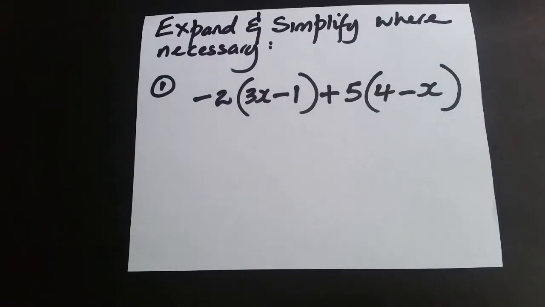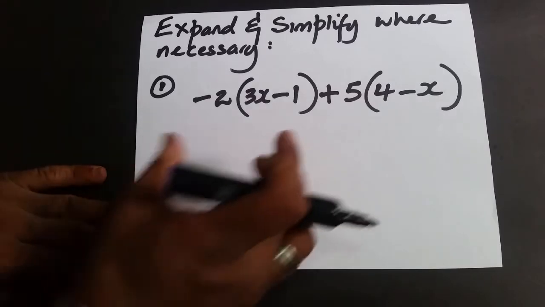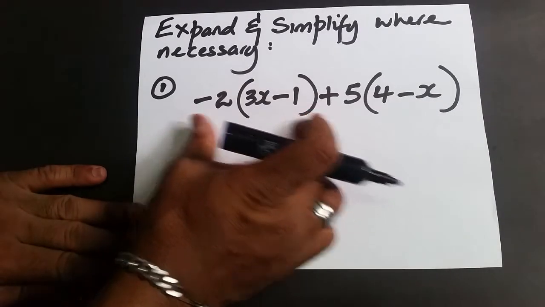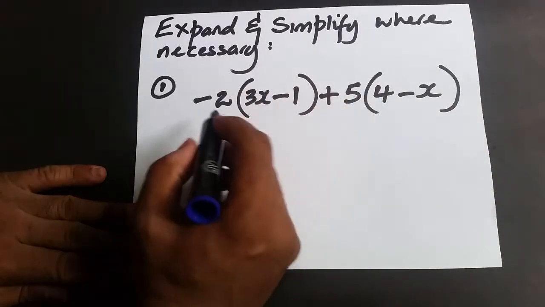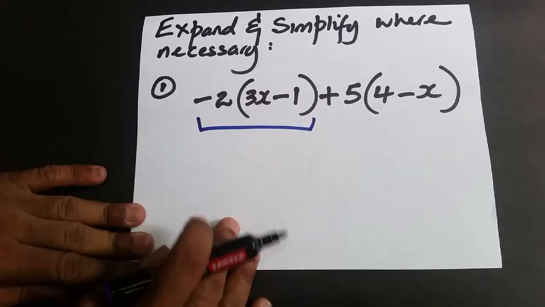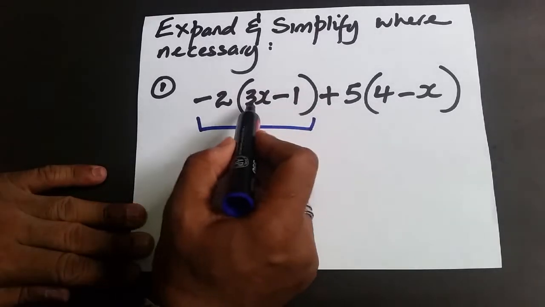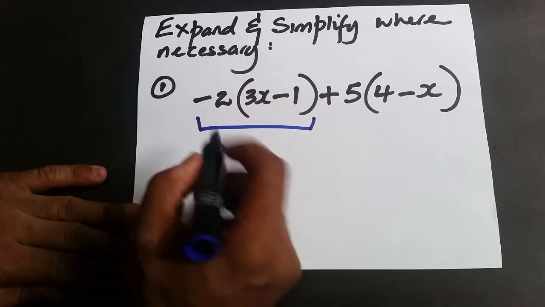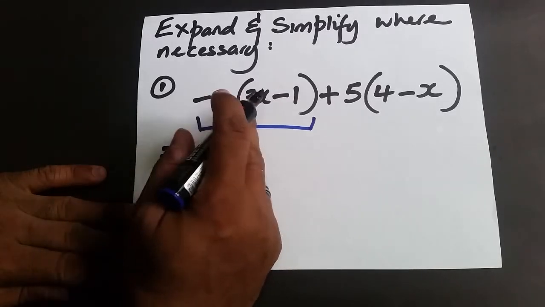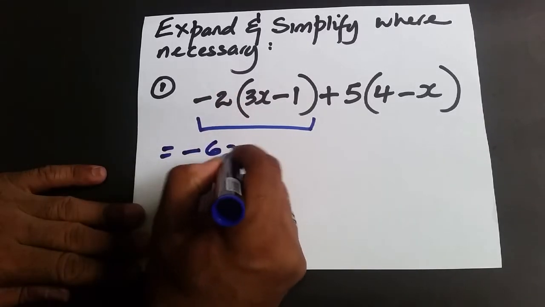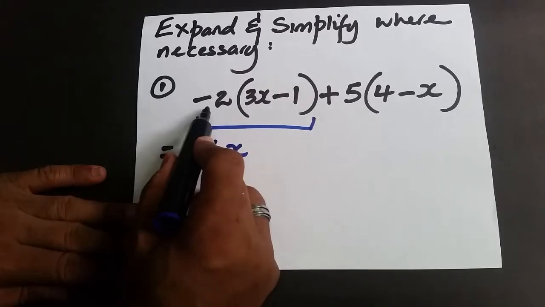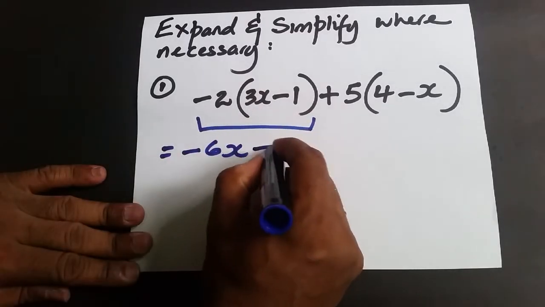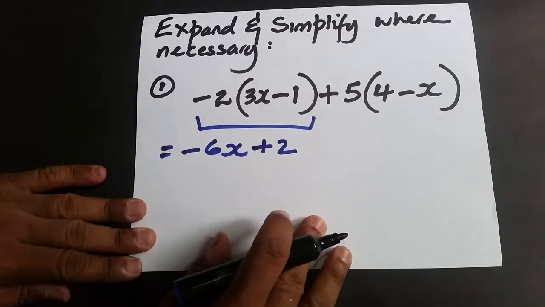Alright, again, we are expanding. We have actually two instances of expansion here. So let's take care of the first one right here. Everything inside the bracket is going to be multiplied by negative 2. So negative 2 times 3x is negative 6x. Negative 2 times negative 1 is positive 2.